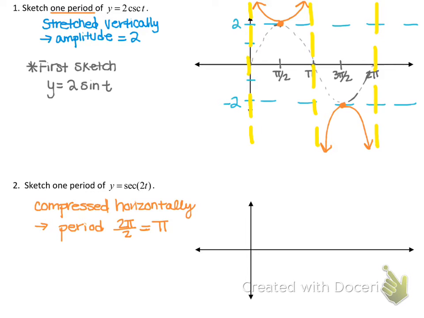So again, a tip, first sketch y equals cosine of 2t. Okay, so when I do this, my amplitude didn't change, it's 1.